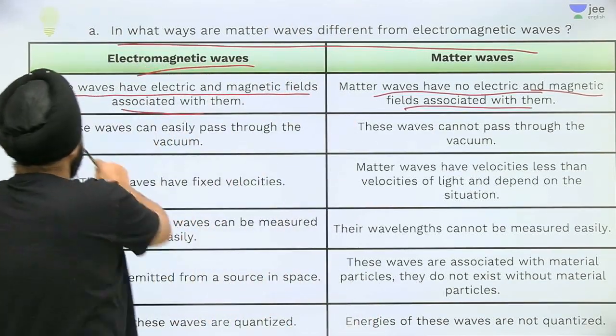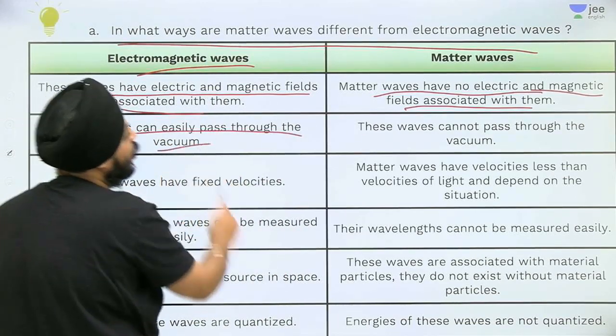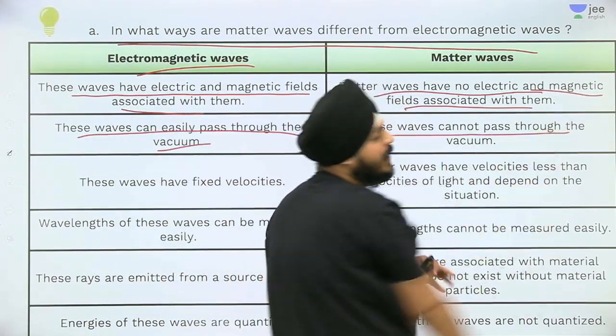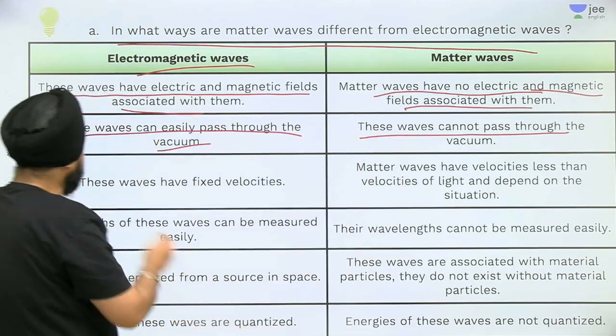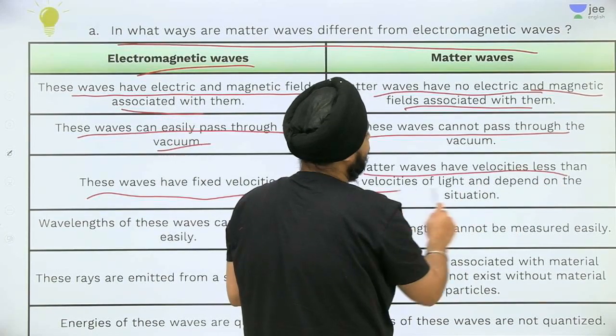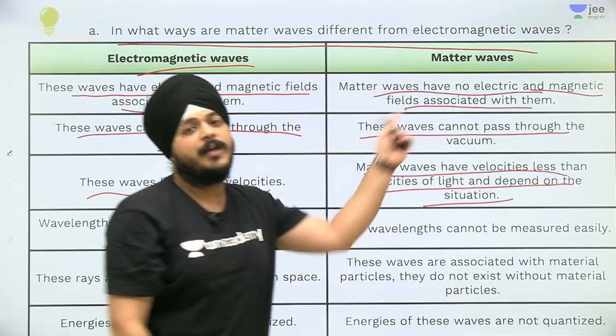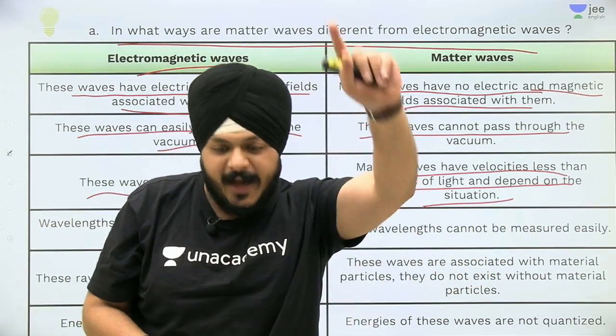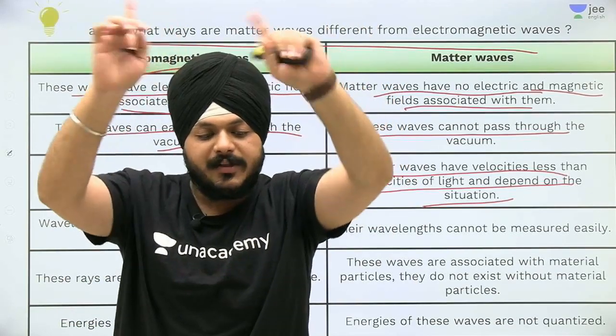Okay guys, now EM waves can easily pass through vacuum, but matter waves can't easily pass through vacuum, right? The next point, EM waves have a fixed velocity. Matter waves have a velocity less than the velocity of light, depending on the medium or the situation.